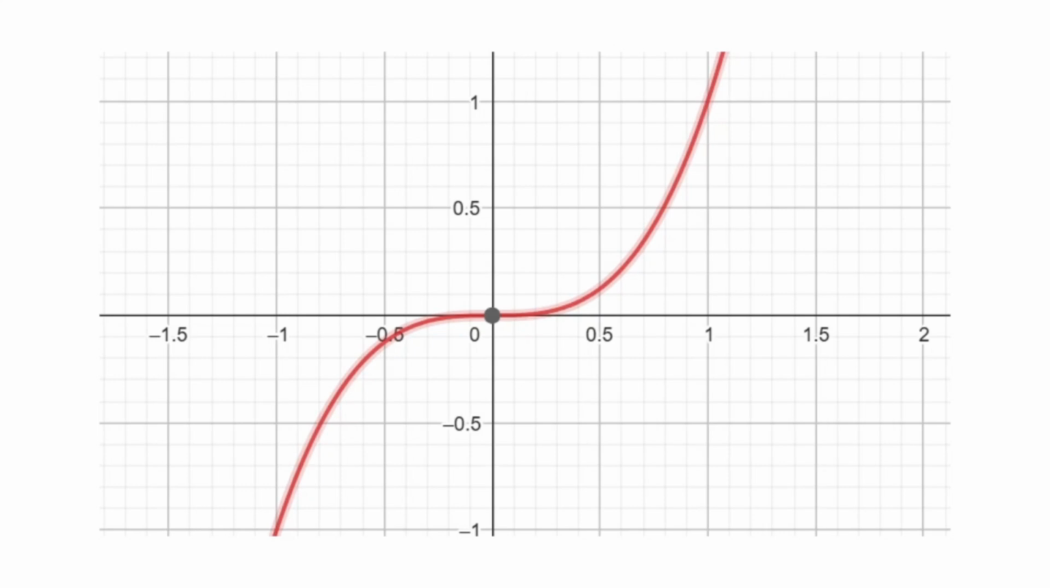X cubed flattens out at zero. The derivative is equal to zero, right? But that doesn't mean that it's a local extreme. In fact, it's strictly increasing everywhere. So we know that it doesn't have any local maximum or minimum.